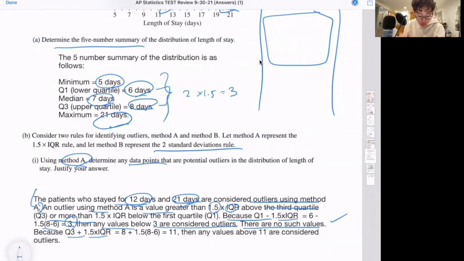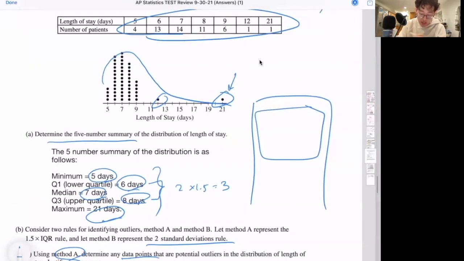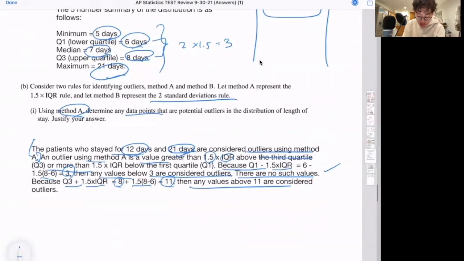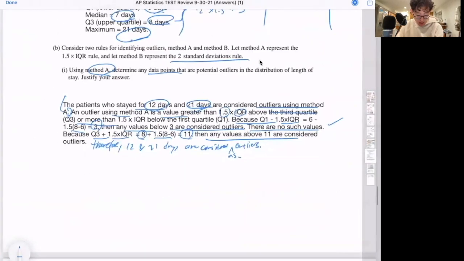Because quarter 3 plus 1.5 times IQR, that's 8 plus 3, which is 11, then any values above 11 are considered outliers, which we certainly do have as 21, as well as 12. So we can say that 12 and 21 days are considered outliers. I will just add, therefore, 12 and 21 days are considered outliers.